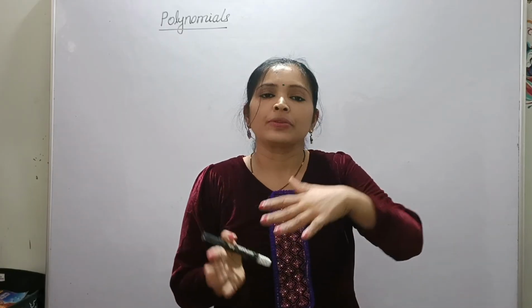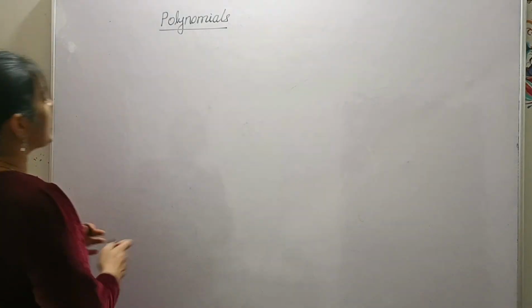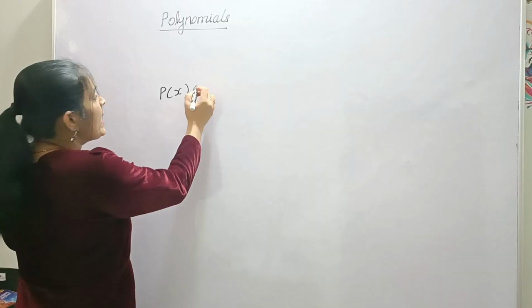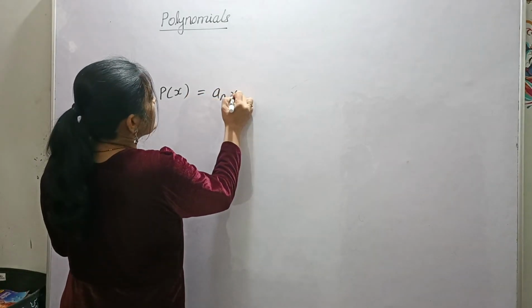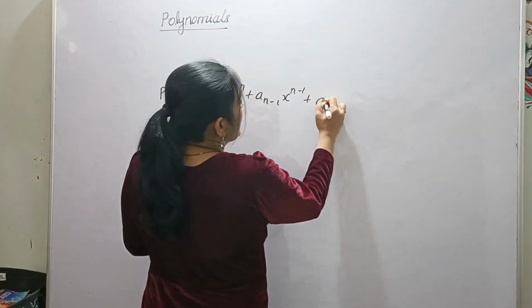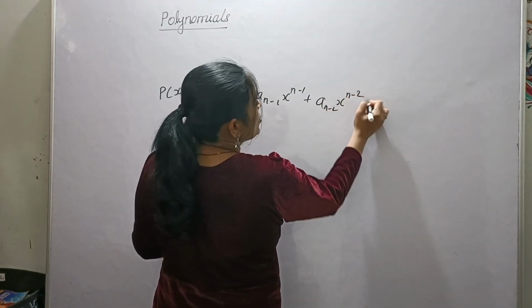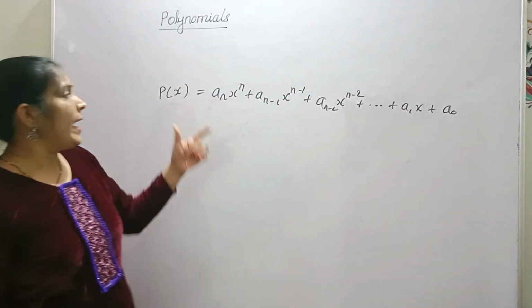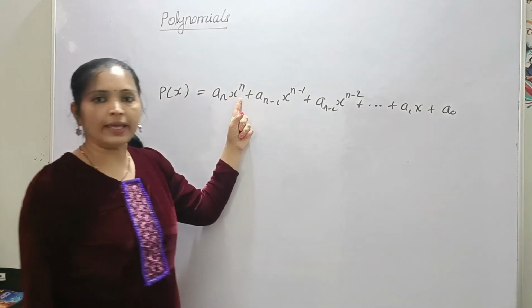Today's video is of class 10 mathematics chapter 2, polynomials. What's a polynomial? A polynomial is an algebraic expression that contains variables, constants and exponents. A polynomial is an algebraic expression of the form p of x. It is denoted as p of x is equal to an x raised to n plus an minus 1 x raised to n minus 1 plus an minus 2 x raised to n minus 2 plus etc. plus a1x plus a0. It's a polynomial of degree n.